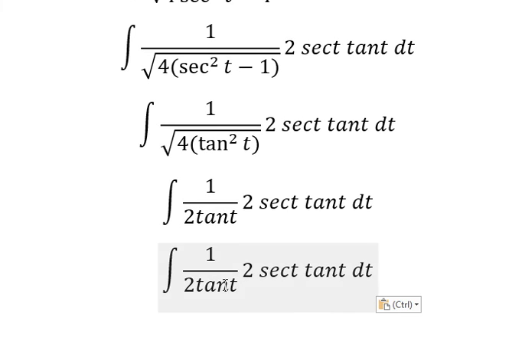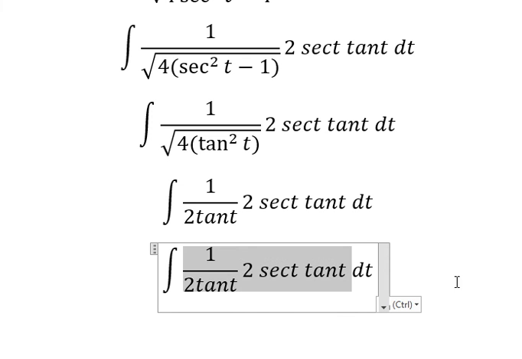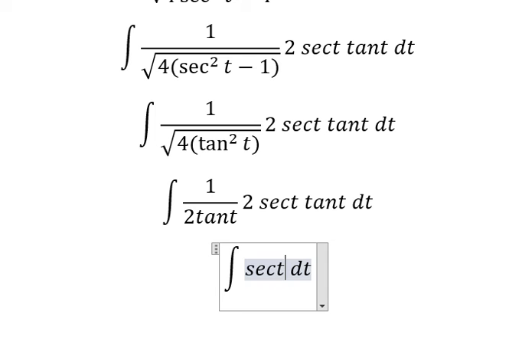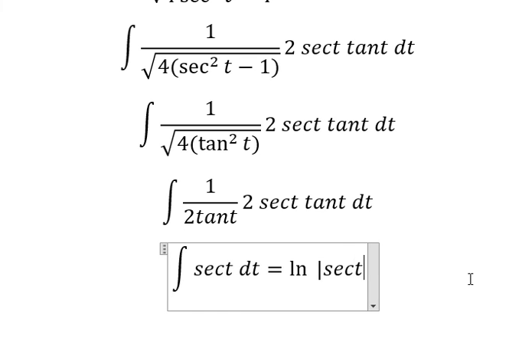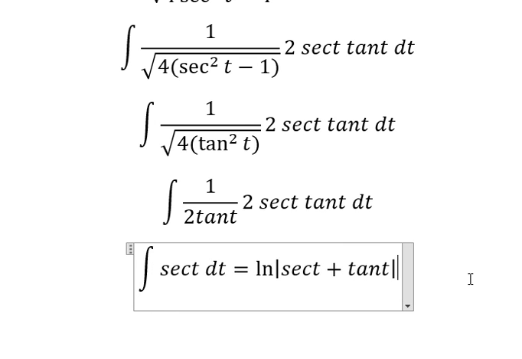Now we can simplify 2 tan t on the numerator and denominator, and we get secant of t. The integration of this one, we have ln of the absolute value of secant of t plus tan t, and we put plus c.